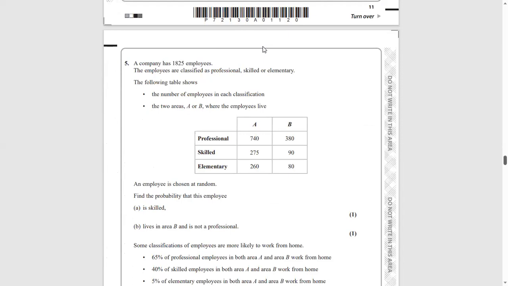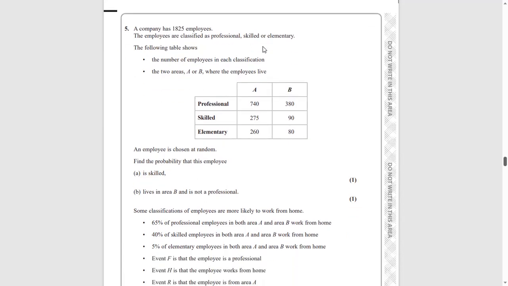So we've got a company that has 1,825 employees. The employees are classified as professional, skilled, or elementary. The table below shows the number of employees in each classification and the two areas, A or B, where the employees live. So we've got two areas, A and B, and different levels of employees: professional, skilled, and elementary. An employee is chosen at random. We've got to firstly find the probability that this employee is skilled.